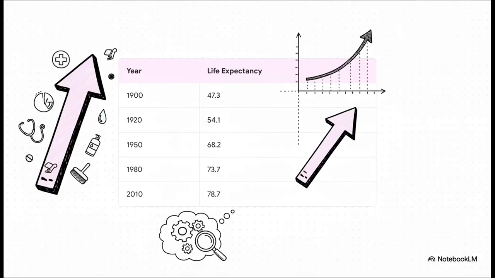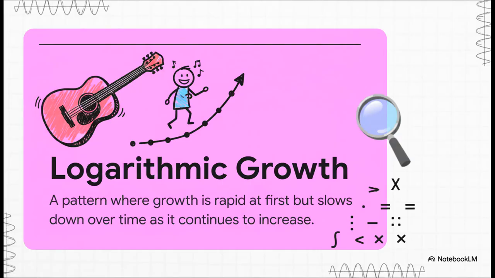Just take a look at the data for U.S. life expectancy. Back in the first half of the 20th century, we saw these massive jumps. I mean, huge gains from things like sanitation and basic medicine. But now look at the more recent numbers. The gains are so much smaller. We're still making progress, but the pace has clearly slowed way down. And this pattern is called logarithmic growth.